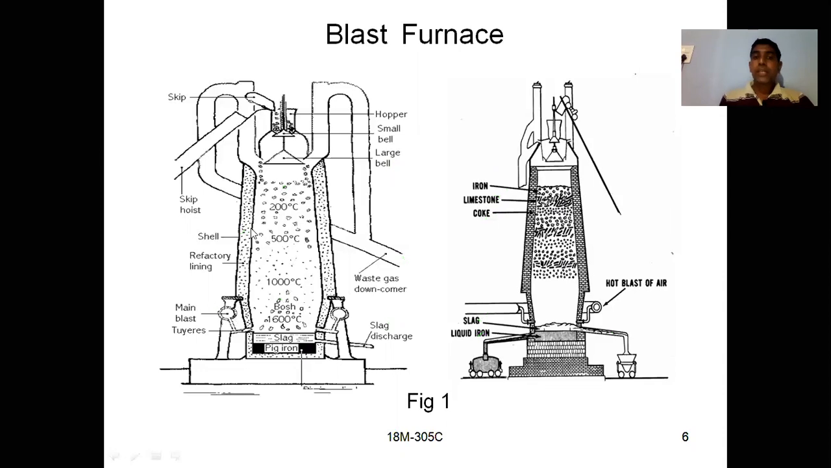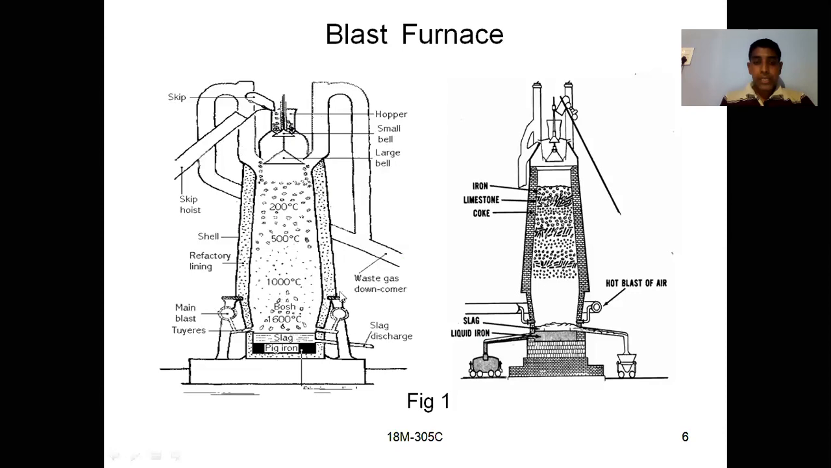See, I am repeating once again. You have a cylindrical type of shell with three portions: the throat portion, the boss portion, and the hearth portion. At the throat area, at the opening, you have a double bell cone arrangement. That means a small bell and a large bell, and a hopper. From that, the charge is placed here.